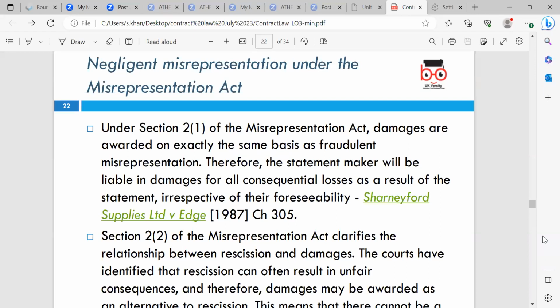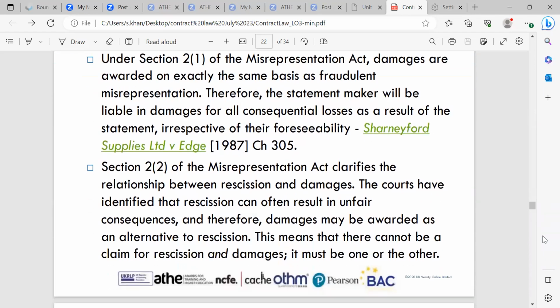Section 2, subsection 2 of the Misrepresentation Act clarifies the relationship between rescission and damages. The courts have identified that rescission can often result in unfair consequences, and therefore damages may be awarded as an alternative to rescission. This means that there cannot be a claim for rescission and damages. It must either be one or the other.